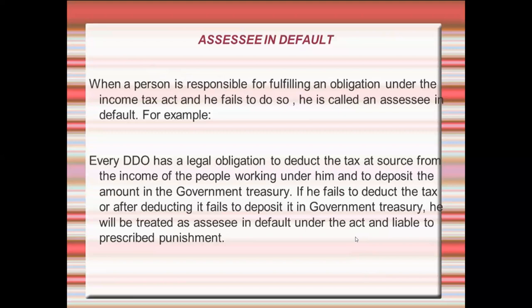In the name itself, default is there. If you made a mistake, if you made a fault, if you made an error, you are responsible for it. You have to pay that.